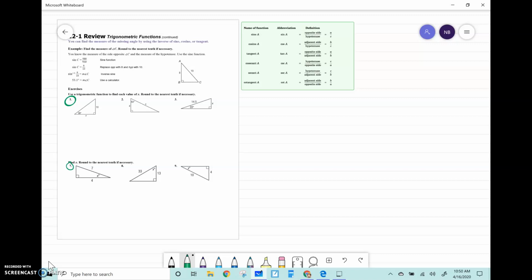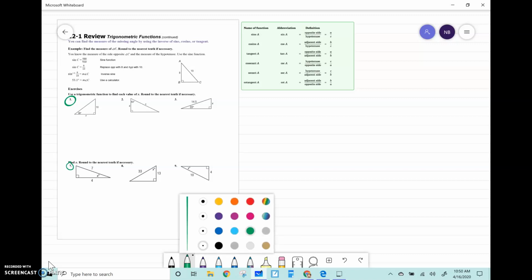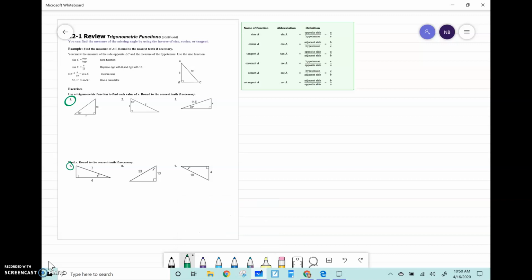So taking a look at number one, the first thing that would make life easier is figuring out what this missing angle is right here. We know that the inside of a triangle, all the angles add up to 180. So we can take 180 and just subtract what we have. We have a 90-degree angle, so we'll subtract 90 and we'll subtract 38. What we are left with is 52 degrees. So I know now that this angle is 52 degrees.